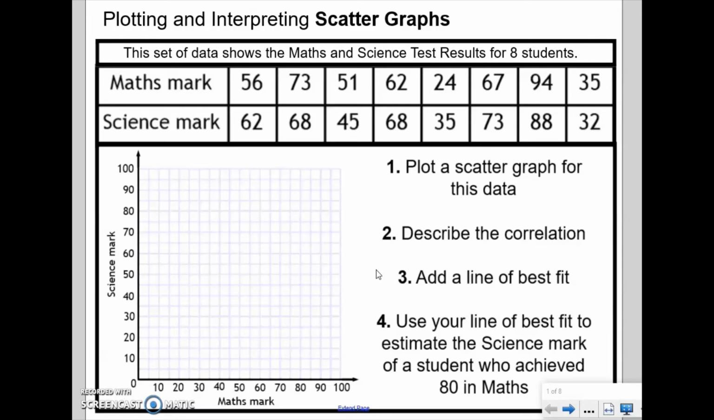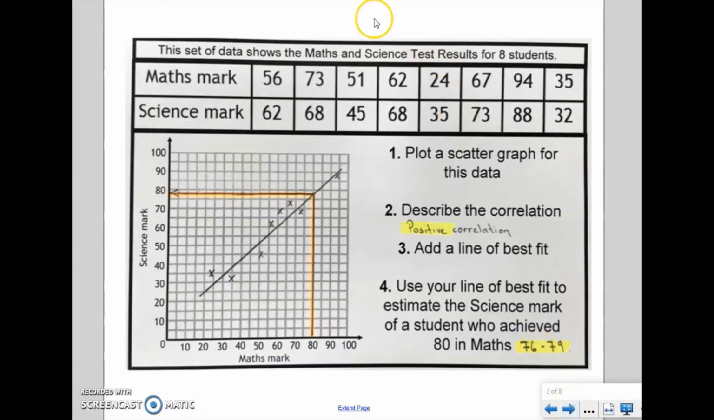Okay, welcome back. I'm going to display my answer so you can mark and assess your work. My answer looks like this. So you can see I've plotted my data points here. I've described the correlation as positive as the trend is sloping upwards. The trend is in a positive direction, so it's a positive correlation. I've added my line of best fit.